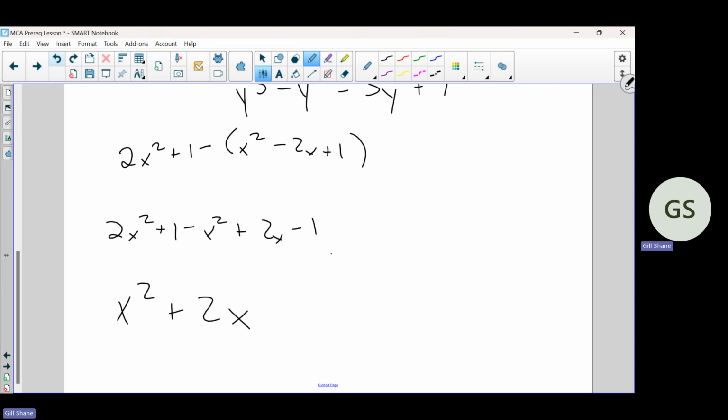The answer, if you have gotten to the even problems, if not, you can just write it down. The answer to number 20 was x squared. Is it plus 2x?